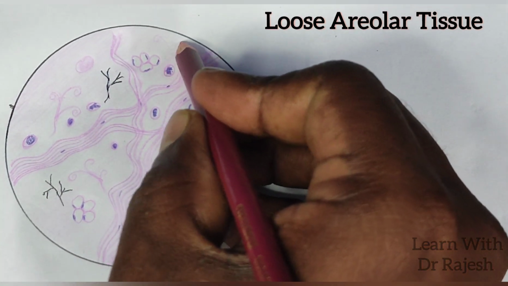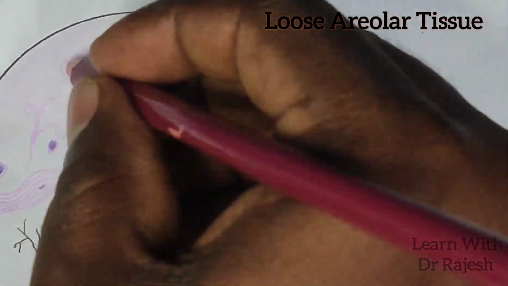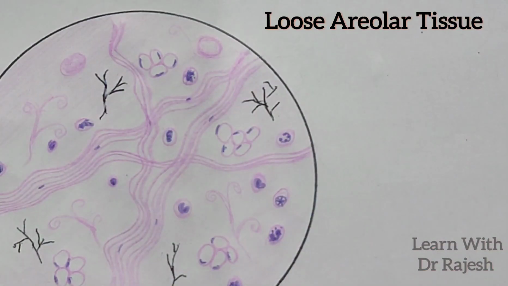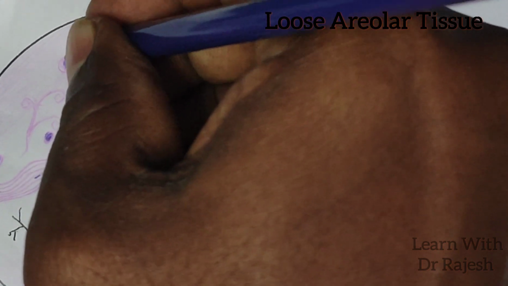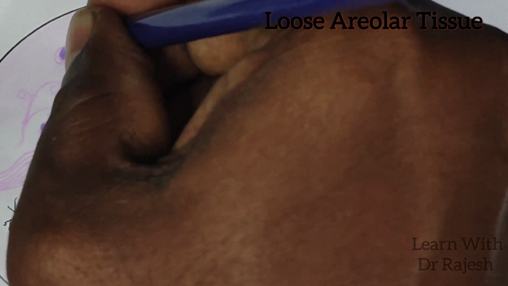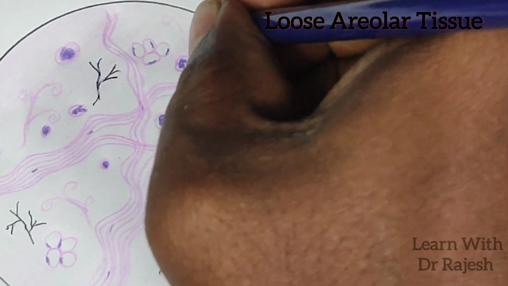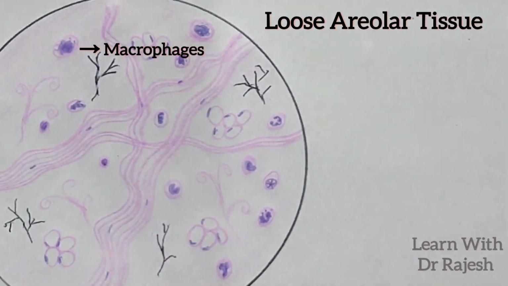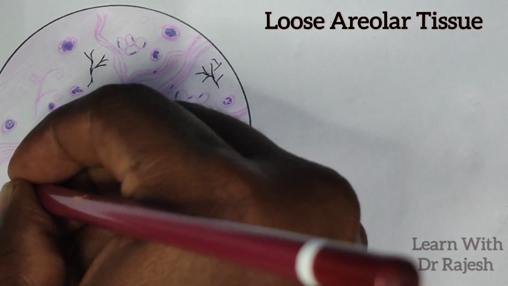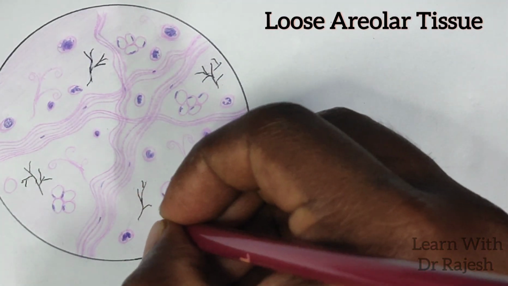These are large cells which will have foamy cytoplasm and a large irregular nucleus. So what you are going to draw is a large irregular nucleus, and the cytoplasm also will have some inclusions, engulfed foreign particles.